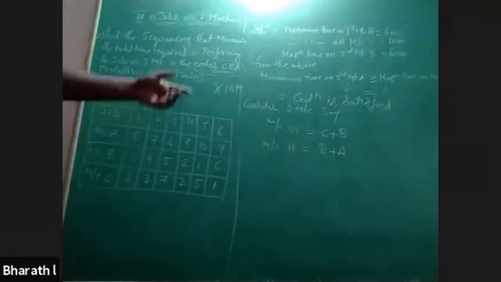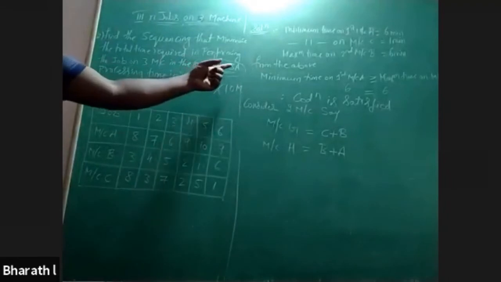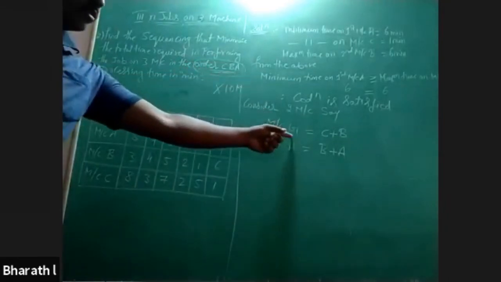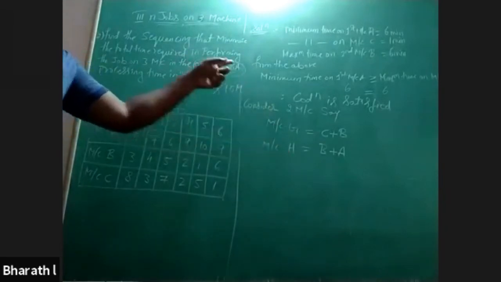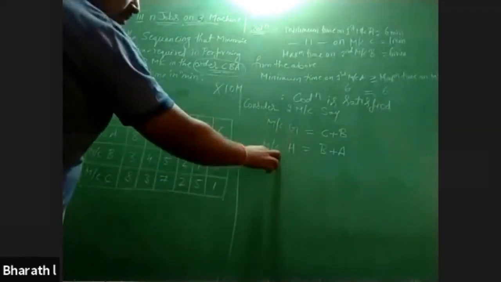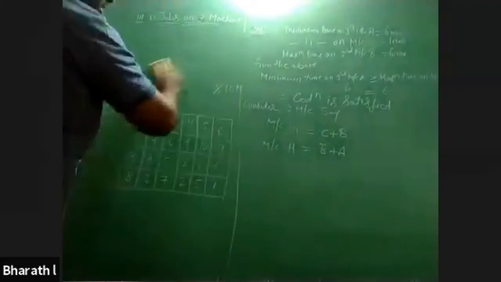In the question paper, since they're given the order of the machine C, B, A, for machine G we need to consider C plus B, and for machine H we need to consider B plus A. Then after getting machine G and machine H, we'll rewrite the table. That means we'll reduce the given table from n jobs on 3 machines to n jobs on 2 machines.